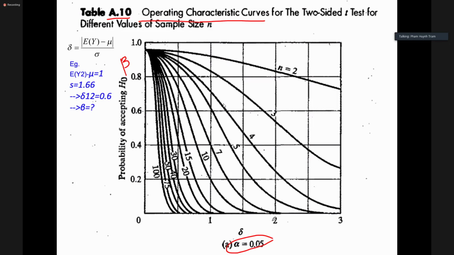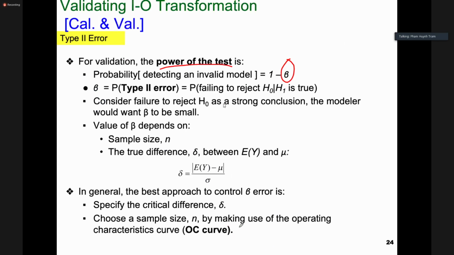Now the x-axis gives us the value of delta. What is delta here? This is the delta. The delta here is defined as the true difference between the expected value from our simulation model and the real system. This is the expected one, okay, and this is the real system one, the true difference.